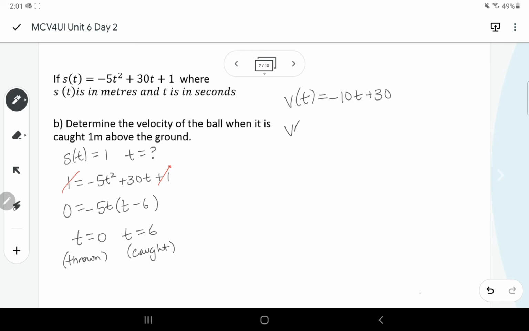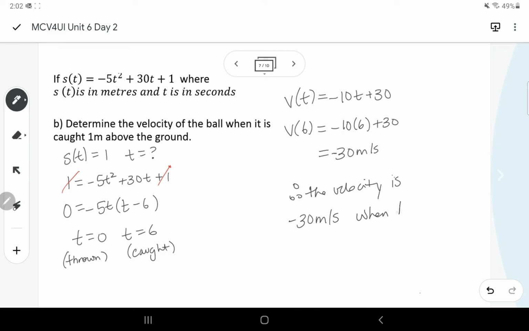So we want to find v at 6. So that would be negative 10 times 6 plus 30, which equals negative 30, and that's in meters per second. So therefore the velocity is negative 30 meters per second when the ball is caught.